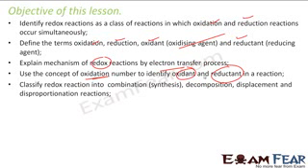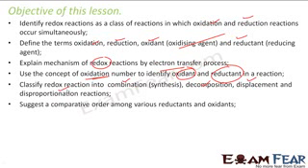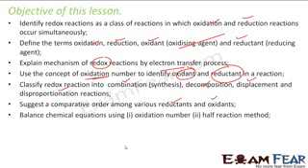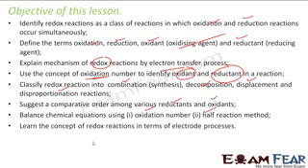We'll classify a redox reaction into combination reaction, decomposition reaction, displacement reaction, and disproportionation reactions. We'll find the comparative orders among various reductants and oxidants, who is most powerful, and we'll learn how to balance the chemical reaction using oxidation number and half reaction methods. We'll also learn the concepts of redox reaction in terms of electrode processes.